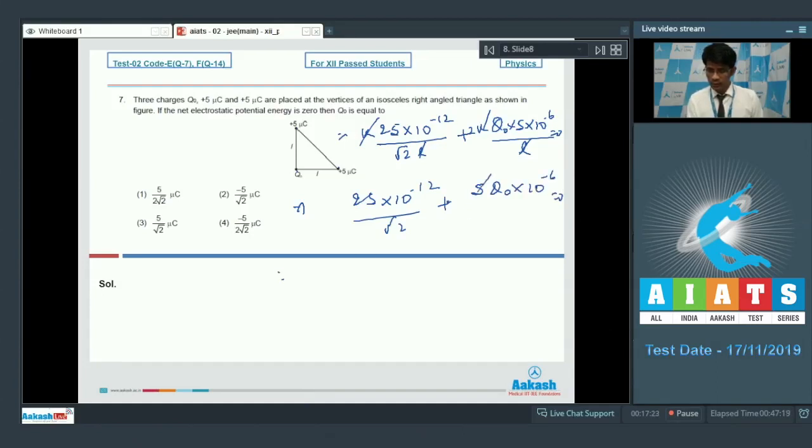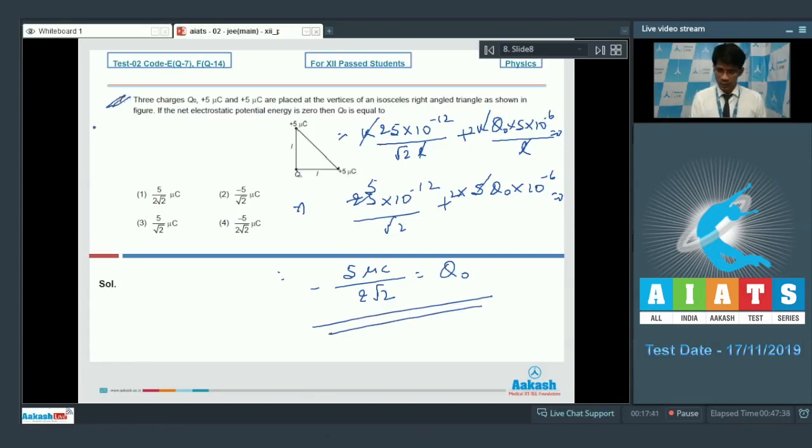What I will say here is Q0 will be 5 microcoulomb in the numerator, and in the denominator it is 2 root 2 with a negative sign. This will be the value of Q0. So just see the options, which one is matching here. Option 4 is the correct answer. Now we shall proceed to question number 8.